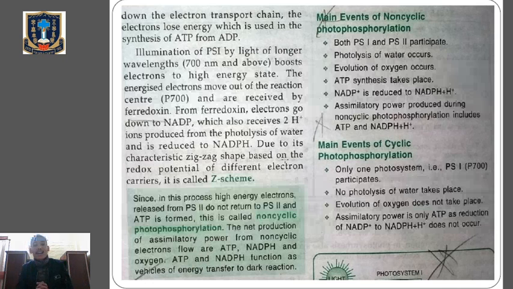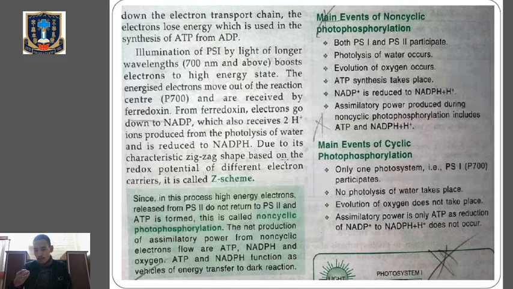Now, due to its characteristic zigzag shape based on the redox potential of the different electron carriers, it is also called the Z scheme. So here you can see that the electron which is given by PS2 to PS1 is being utilized for the formation of NADPH. So one more time, non-cyclic photophosphorylation involves both PS1 and PS2. PS2 will become excited after receiving the light of wavelength 680 nanometer, that's called P680. So when it receives the light of wavelength 680 nanometer, its electron becomes full of energy, it becomes excited.